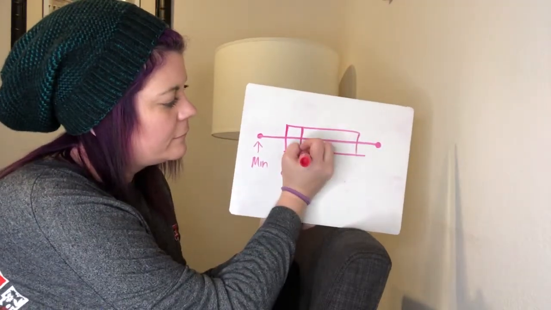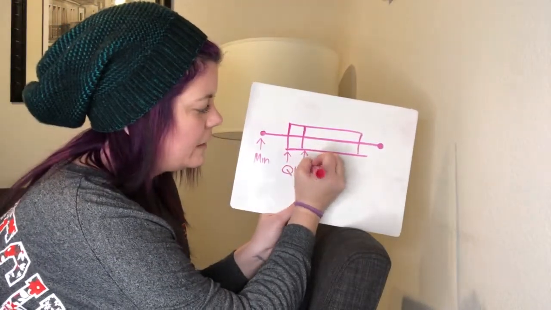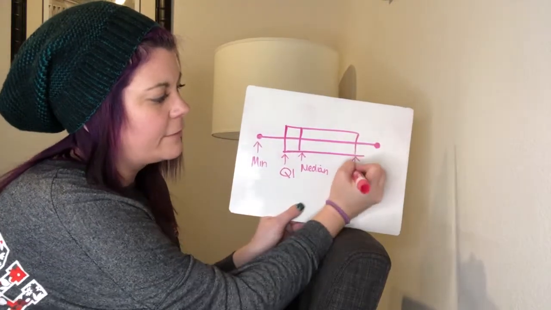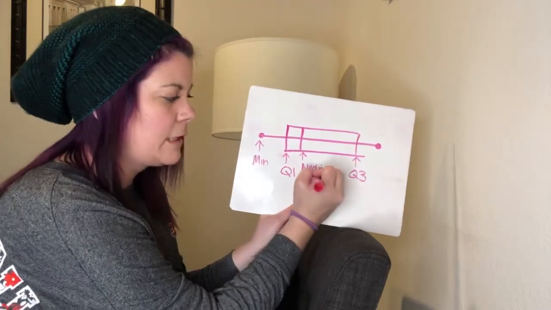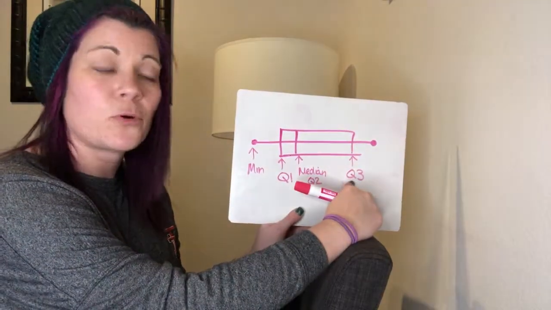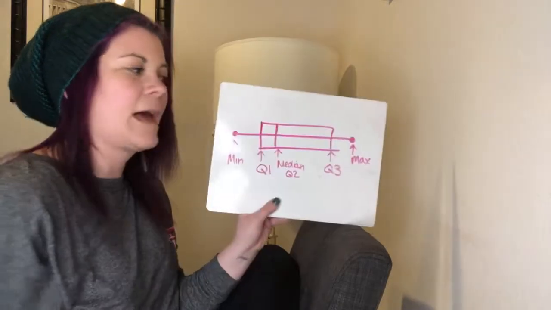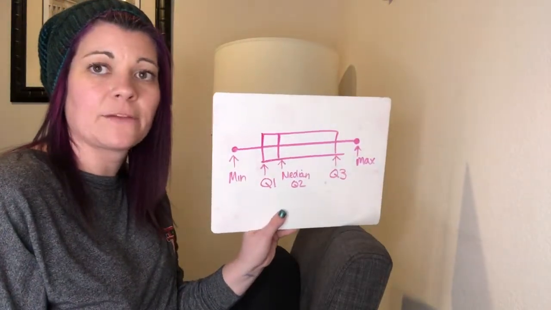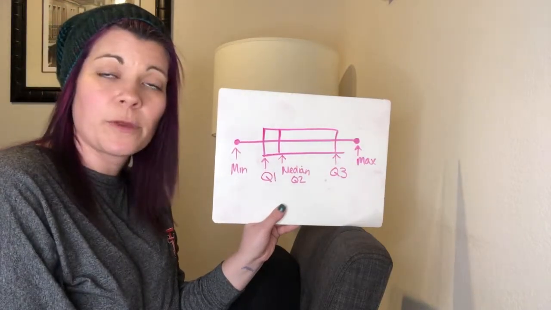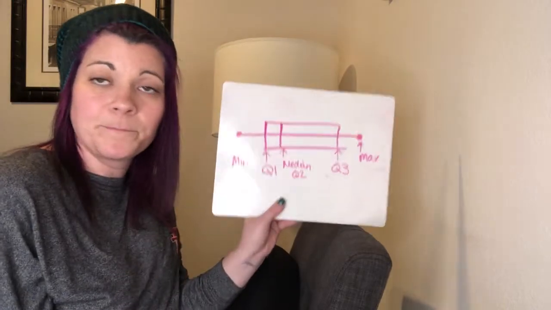The little line within the box is where the median is. And then the right side of the box is the Q3. Remember, the median can also be called Q2, and Q3 is the upper quartile. And then finally, the last dot represents the max, okay? So this is how you would read a box and whisker plot. Now I'm gonna tell you how to get all of these 5 things, okay?